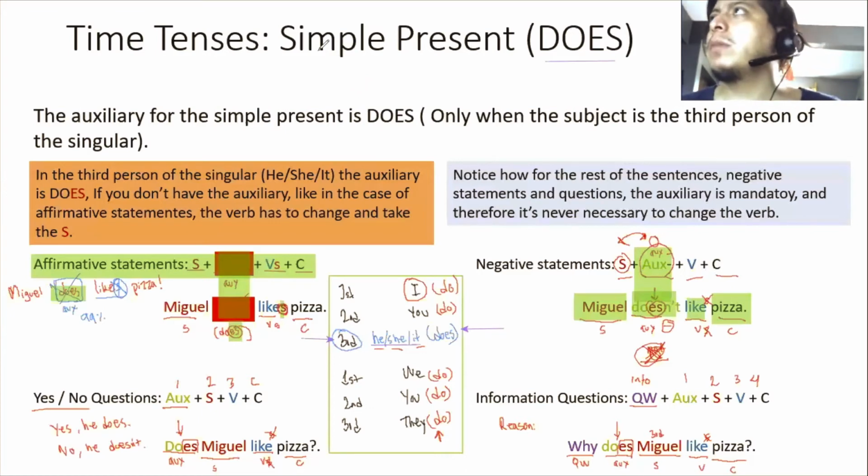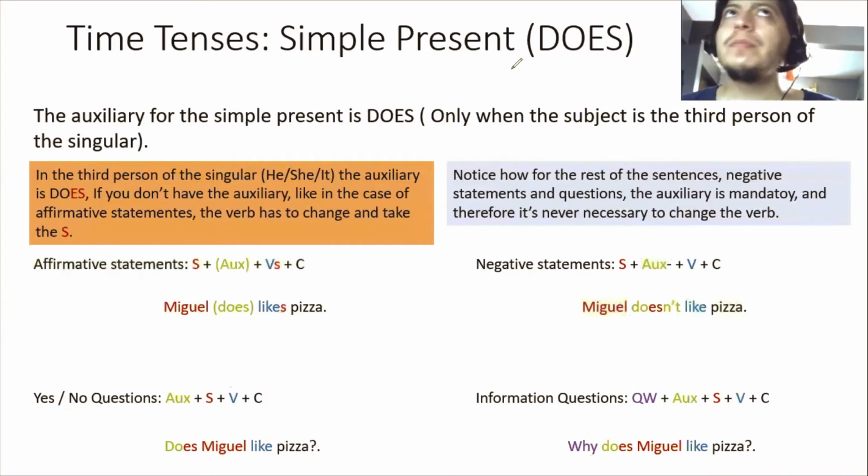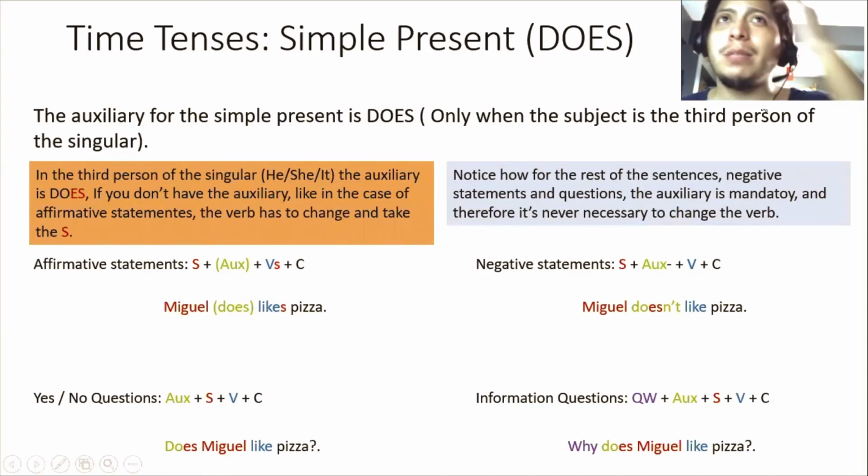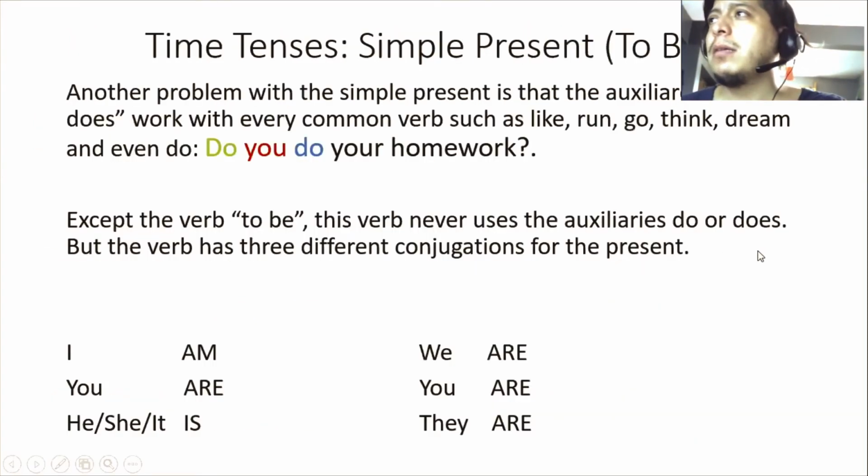Vamos a quitar aquí todo esto para pasar al siguiente problema del presente simple. El presente simple es bastante complicado porque tiene más de un problema. ¿Cuál es el otro problema del presente simple? El otro problema del presente simple es que el auxiliar do o does funciona para todos los verbos, excepto para uno, el verbo to be.